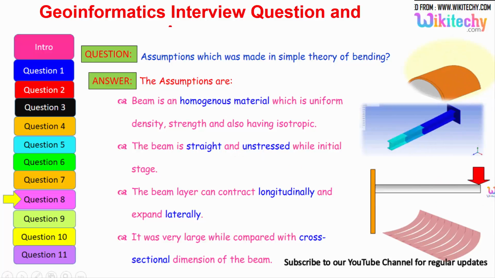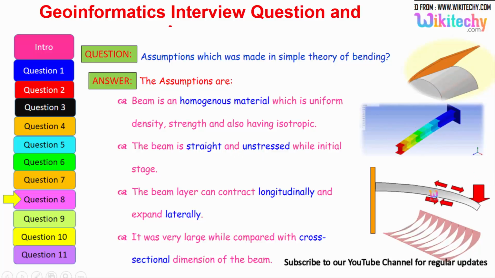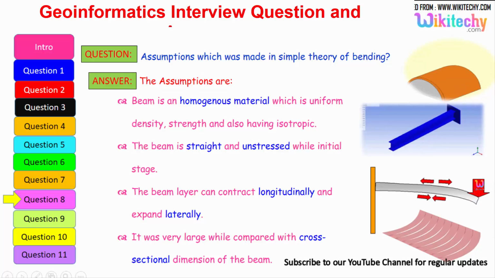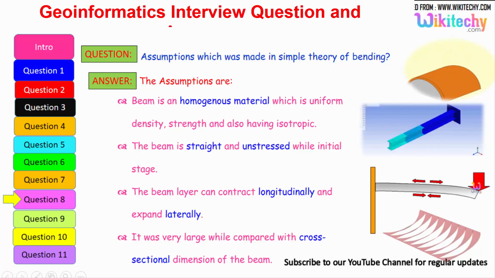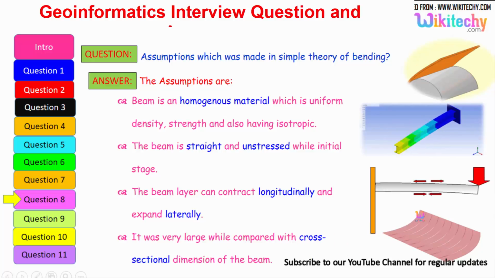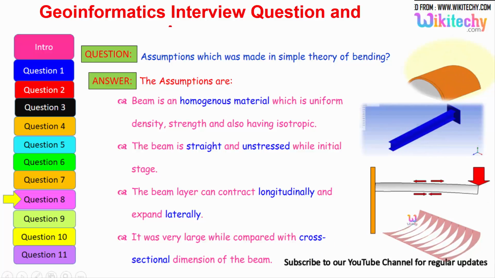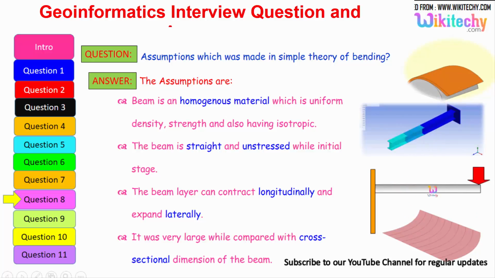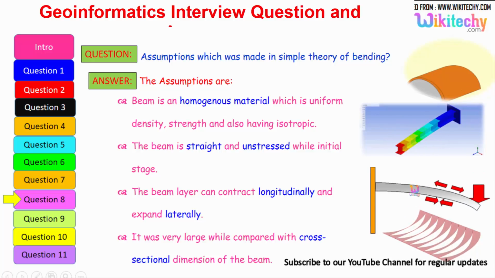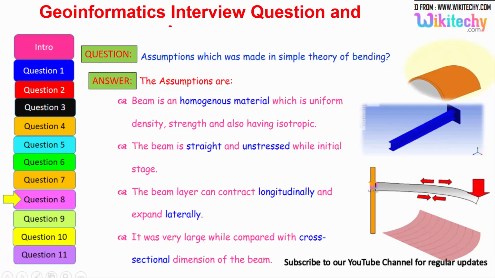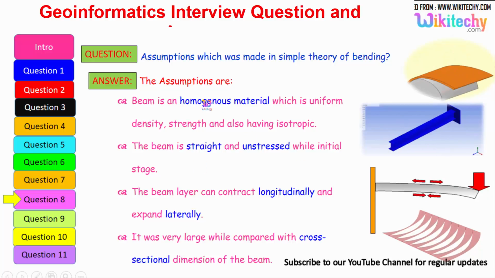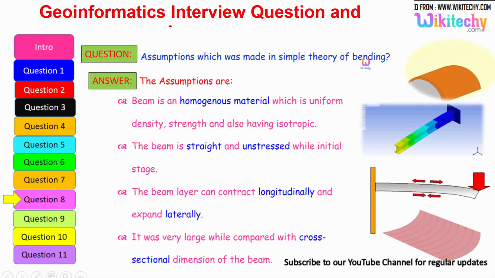The beam can contract longitudinally and expand laterally. The length should be very large compared with the cross-sectional dimension of the beam. These are some of the assumptions we have to make for the theory of bending.